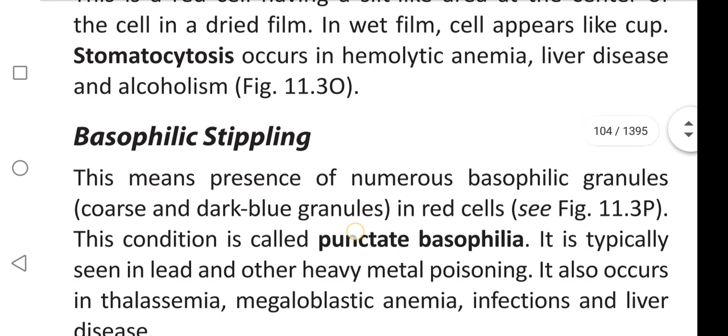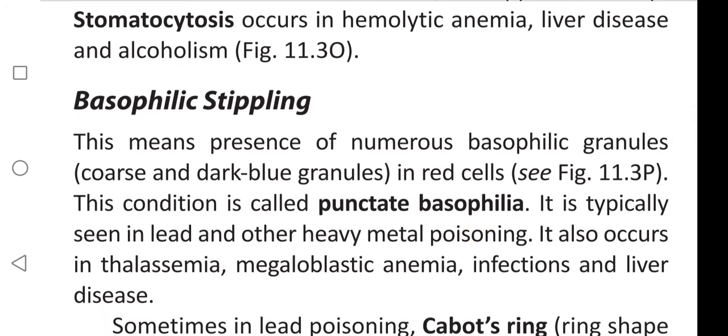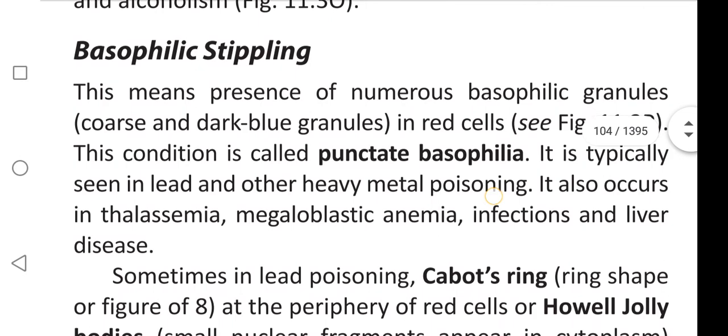Next, basophilic stippling. This means presence of numerous basophilic granules, coarse and dark blue granules in red cells. This condition is called punctate basophilia. It is typically seen in lead and other heavy metal poisoning. It also occurs in thalassemia, megaloblastic anemia, infections, and liver disease.